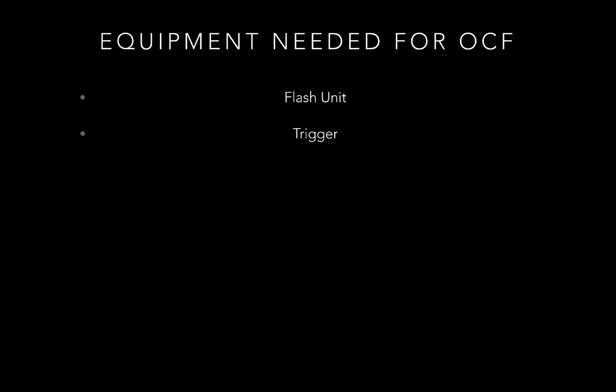For many years before we started improving our triggering systems, you would use a PC sync cord. A cord actually came from the camera to the flash unit or to the power head, and every time you released your shutter, it would send a signal through that cord and tell the pack to fire. These days, most people are using radio triggers, and it either comes out of the camera connected to the PC sync, or out of the hot shoe, which we'll talk about those two differences later. And that then, when you press the shutter, sends a radio signal to the flash telling it to fire.